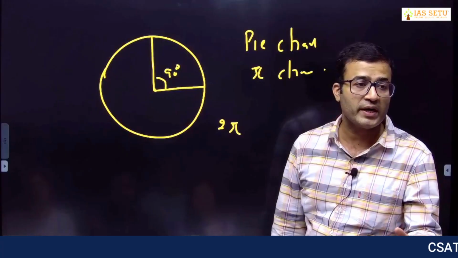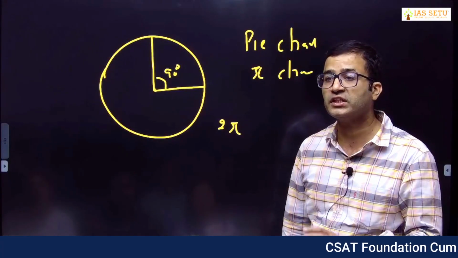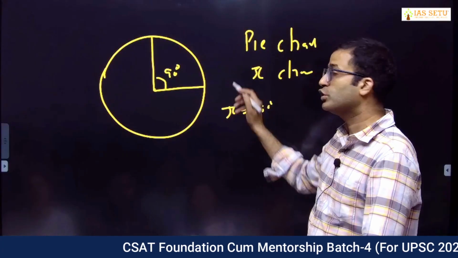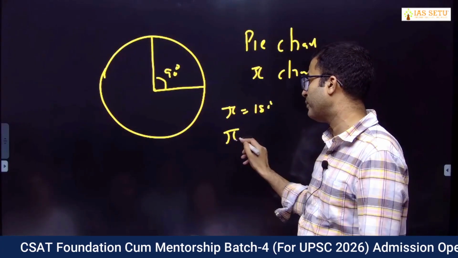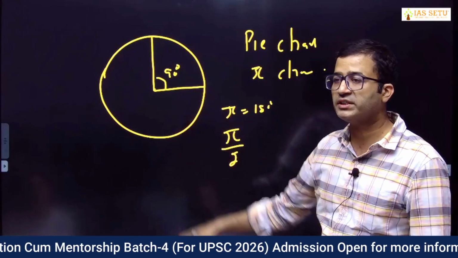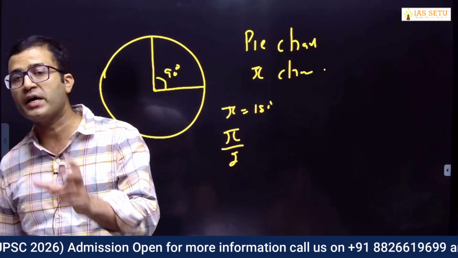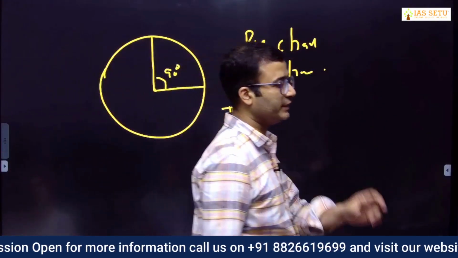In terms of pi, what is the representation of engineers? Half pi. Because the value of pi is 180 degree, so 90 degree is half pi. So what is the representation by engineers in this pie chart? Half pi. The value of pi is actually 180 degree.